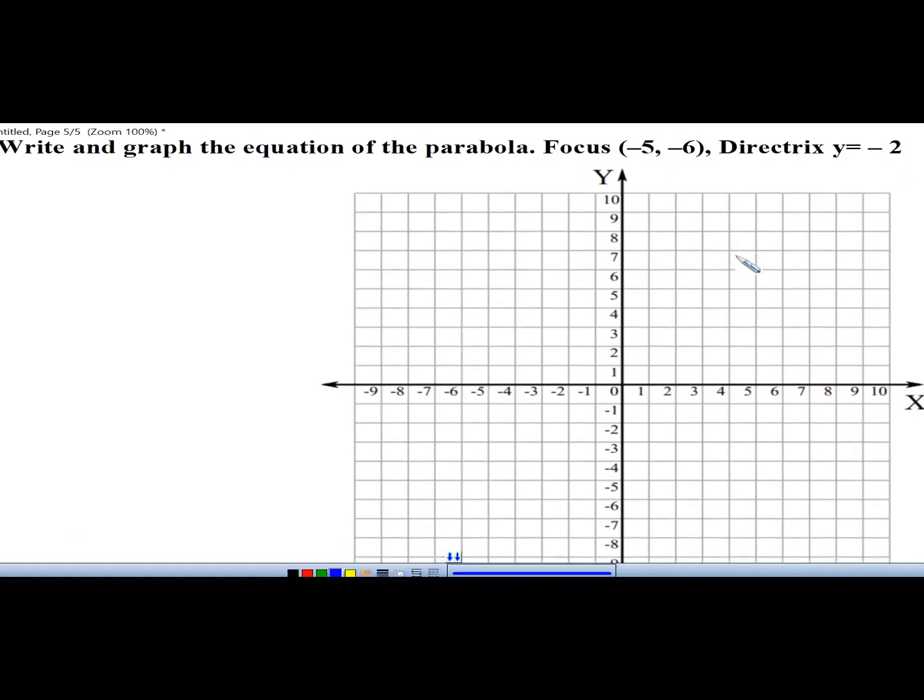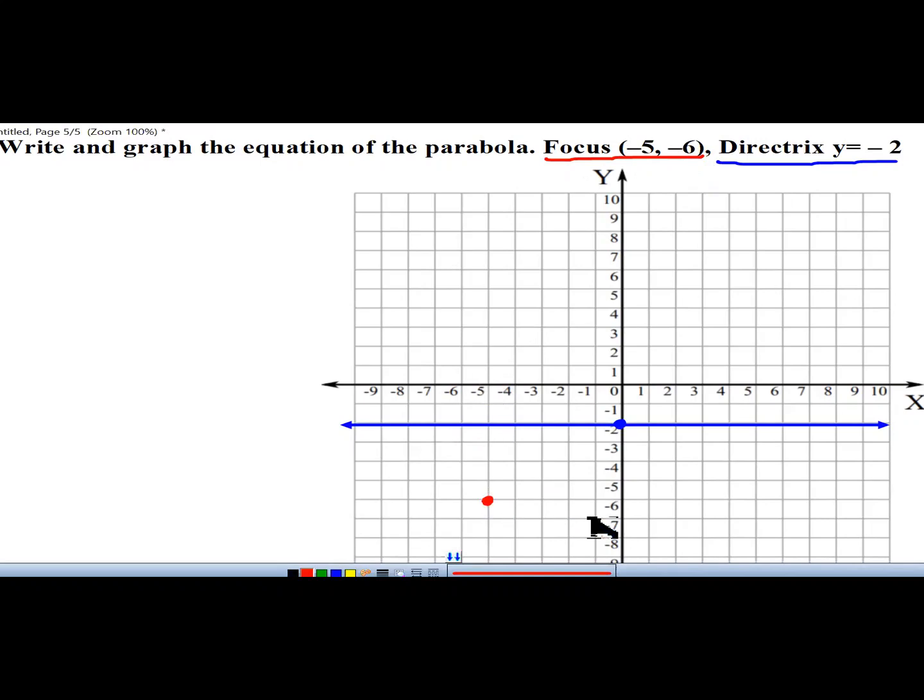What is the first thing we do? We look at the directrix. The directrix is y equals -2. -2's down here, and I have a straight line going through the directrix, which is y equals -2, and there it is. From there, what else do they give us? They give us a focus at (-5, -6). -5 of x, -6 of y is down here.